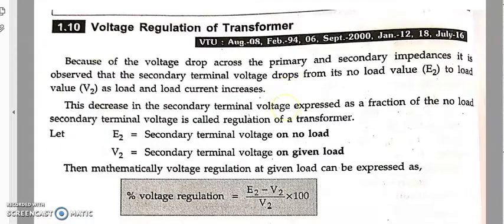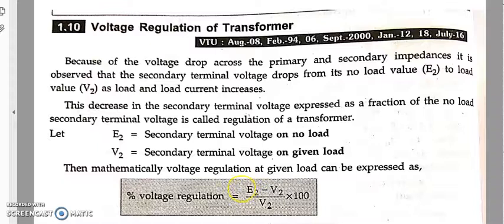Okay. Now coming to the voltage regulation of transformer. This topic is to know what exactly the voltage regulation of transformer is. Why is it necessary? So what is voltage regulation? In simple words, it is the difference of E2 and V2 in relation to the terminal voltage V2, where E2 is the secondary terminal voltage on no load, whereas V2 is the secondary terminal voltage on given load.